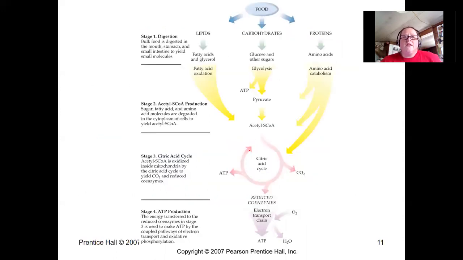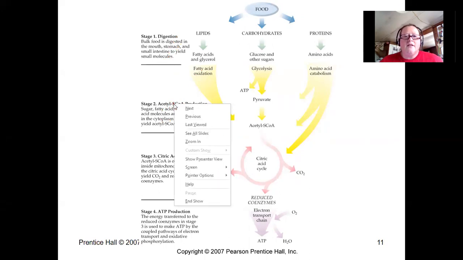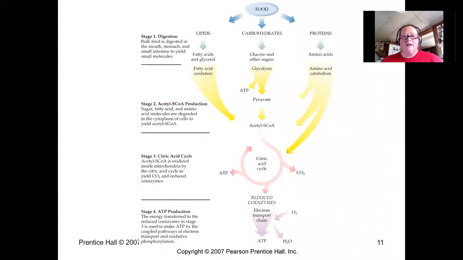There are four stages in metabolism, and the first is digestion. The second is the production of acetyl-CoA. The third is the citric acid cycle. And the fourth is ATP production. We do get a little ATP production in stage 2, and we also get a little ATP production in stage 3, but the majority of it comes from stage 4.